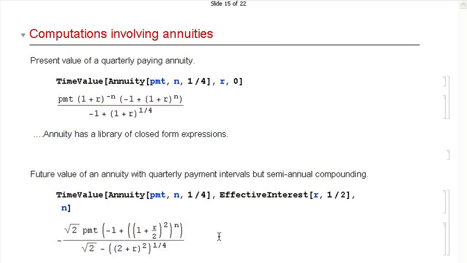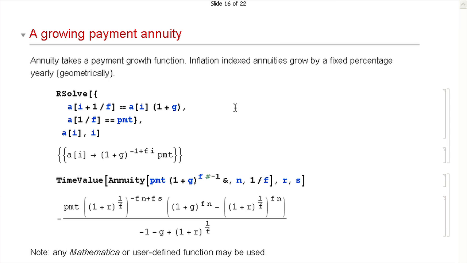And here's just an example of a situation where we use Annuity with a quarterly payment frequency, but the interest is compounded semi-annually. So this is a common problem where interest compounding is different from payment frequency. But TimeValue doesn't have any problem with that. Okay, and Annuity also takes as its first argument, instead of just a symbolic or a constant payment, you can specify a payment function as a pure function.